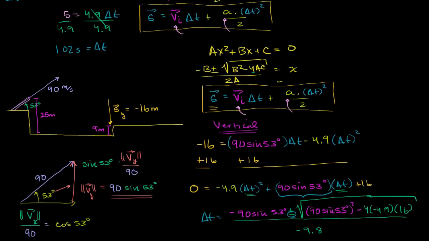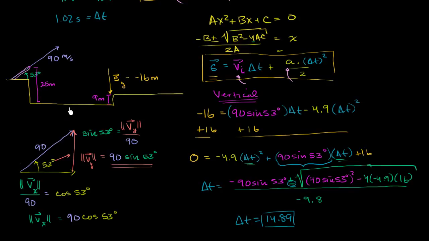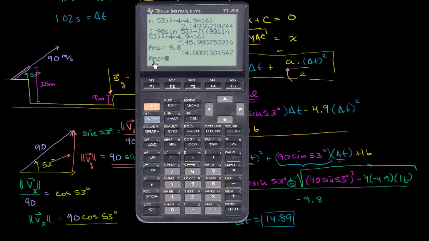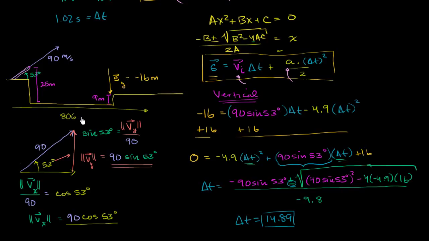So the amount of time that we're in the air is 14.89 seconds. So if I were to ask you the horizontal displacement, it's going to be the amount of time we're in the air times your constant horizontal velocity. And we already figured out our constant horizontal velocity. So if you want to figure out how far along the x-axis we get displaced, we just take this time times that, which just means our previous answer, times this value right here, times 90 cosine of 53 degrees. And that gives 806 meters. So this displacement right over here is 806 meters.